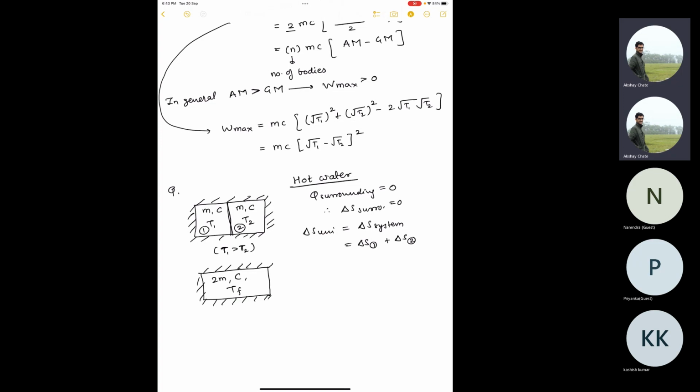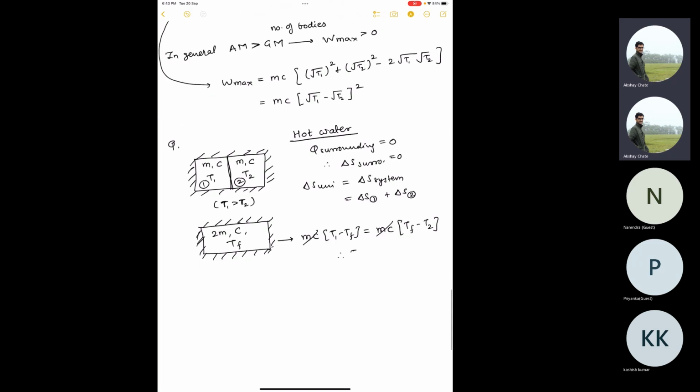Now you can find the final temperature quite easily because you can apply the first law. The loss of heat from the hot fluid will be proportional to T1 minus Tf. The same amount of heat will be gained by the cold fluid because there is no heat loss to the surrounding, right? So the energy balance essentially reduces to this equation, and you will basically get Tf as (T1 plus T2) by 2, which is the arithmetic mean.